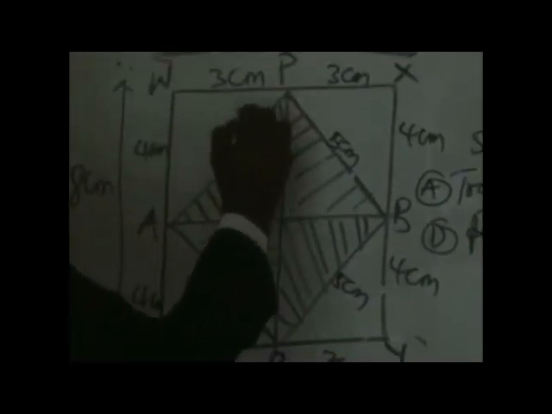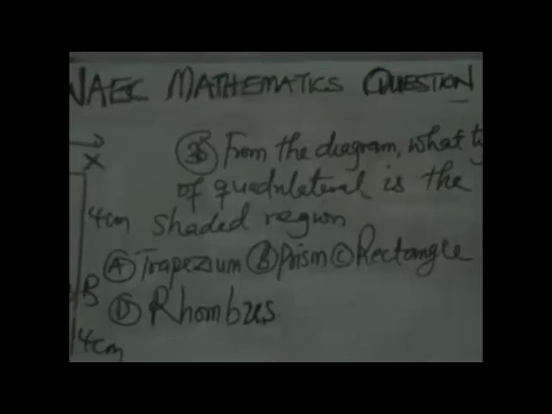So if this side is 5 cm, this side is 4 cm and this side is 3 cm, that means this side is also 5 cm. This side is 3 cm, this side is 4 cm, this side is also 5 cm. This side is 4 cm, this side is 3 cm, this side is also 5 cm. You can see each of these has equal size. So the correct answer is not a trapezium, not a prism, not a rectangle. Rather, the correct option is a rhombus, because all the sides are equal in a rhombus.